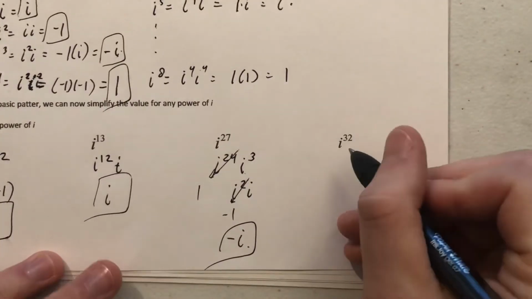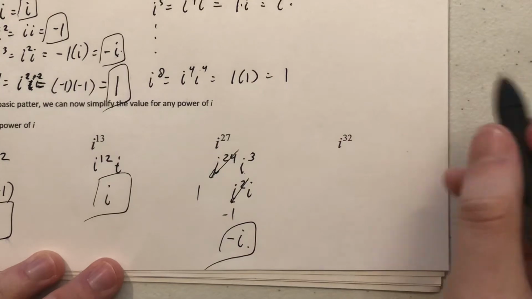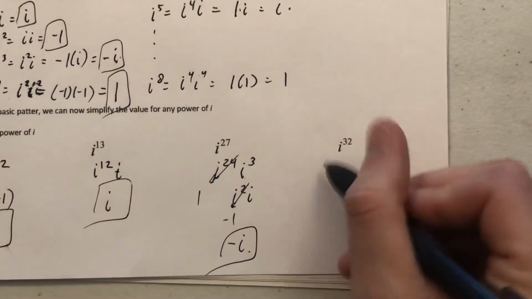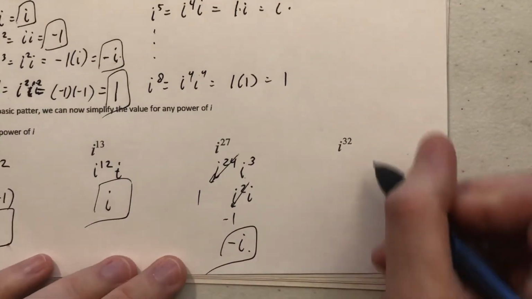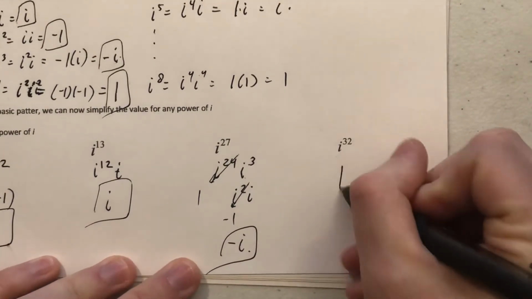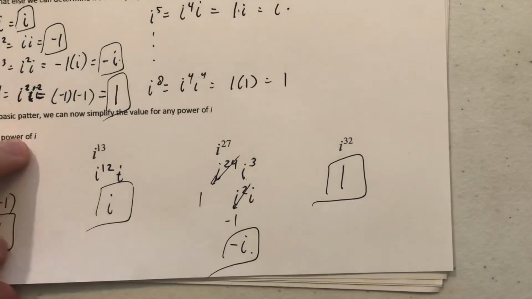And then i to the 32nd, 32 is divisible by 4. That means there's an even number of groups here of 4. There's 8 of them. We don't need to write them. We don't need to know there's 8 of them because every group of 4 turns to a 1, which means that will simplify down to just a 1.